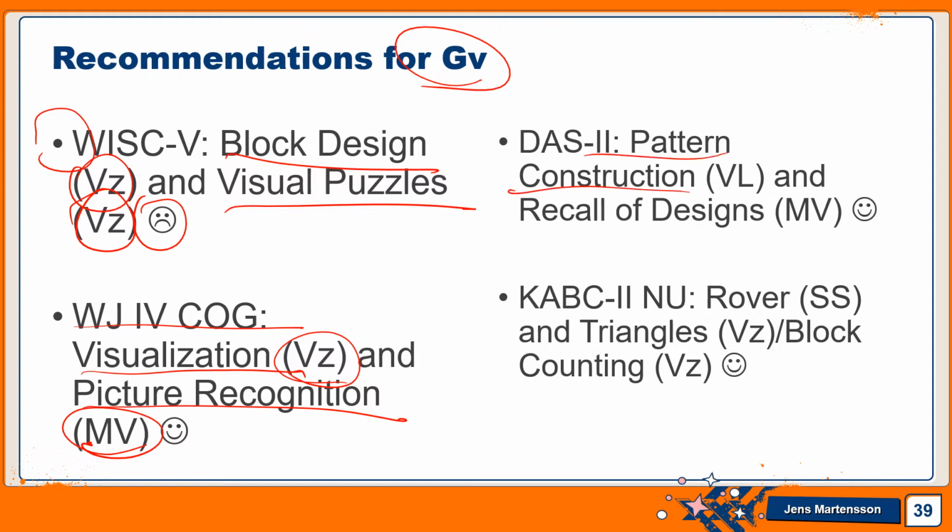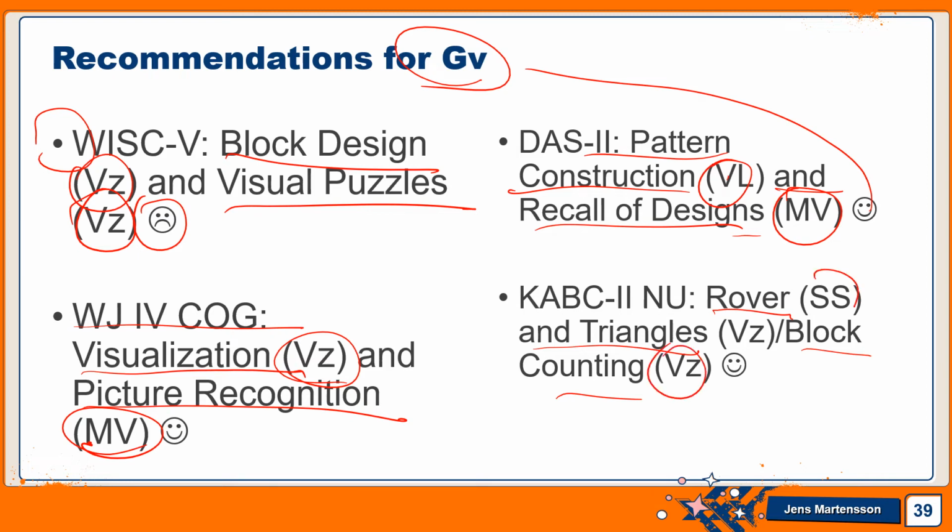DOS2 has pattern construction and recall of designs. This is two different narrows, and it meets the recommendations. The KABC has Rover and triangles or block design depending on your age, so you have two different narrows there, and I'm saying that it does meet the recommendations. So a lot of them meet the recommendations. The WISC is really the one that doesn't.